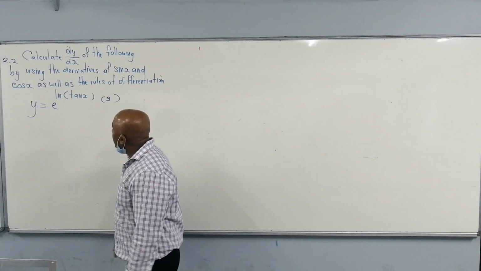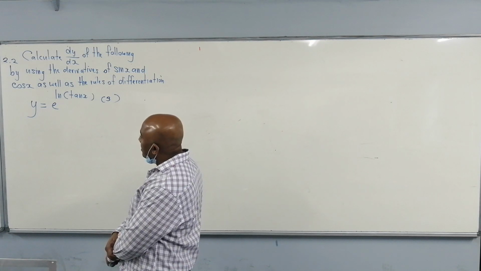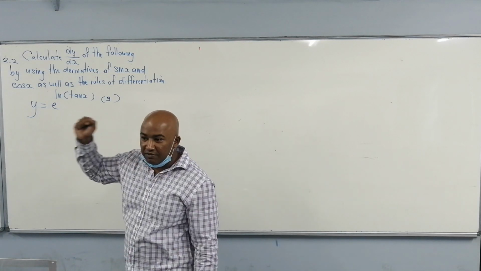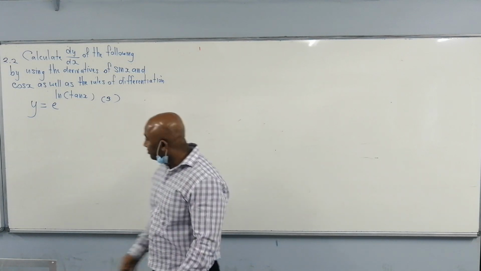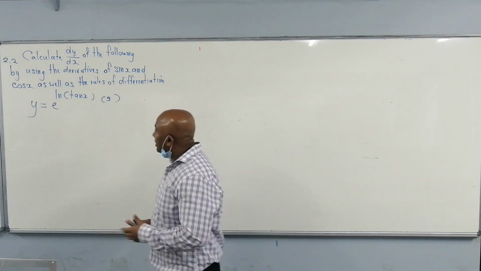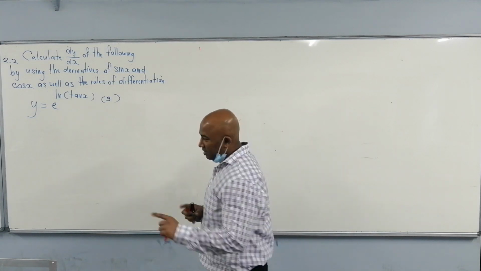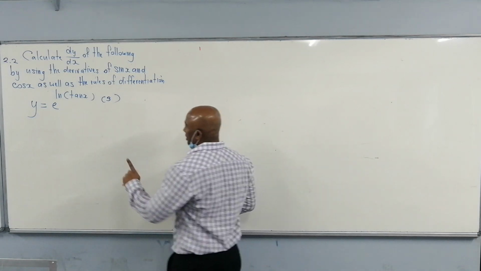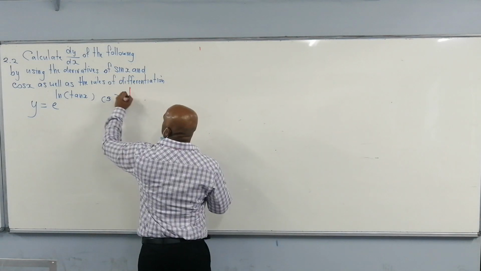Right, so now calculate dy over dx of the following by using the derivatives of sin x and cos x, but you don't see sin x and cos x at the moment. Alright, but they say you need to use the derivatives of sin and cos, as well as the rules of differentiation. Now, they gave you a hint, but I'm going to write it down. So the hint, what you need to do here is remember the log law. You don't use it much in N3, but when you come to N6, this is the law that you're going to be using under differential equations, but it is a log law. So let me just write that down.